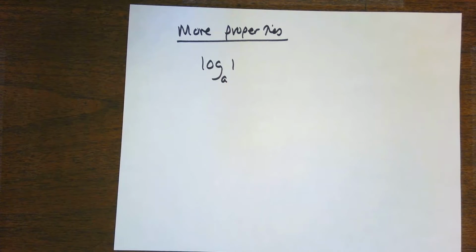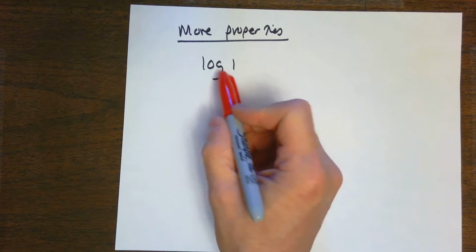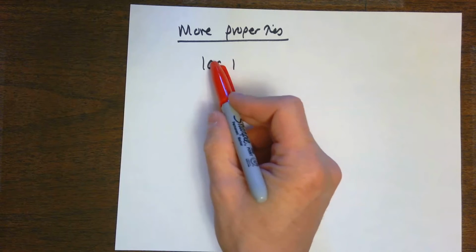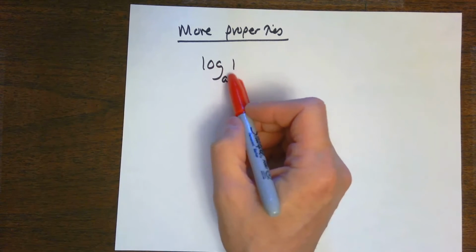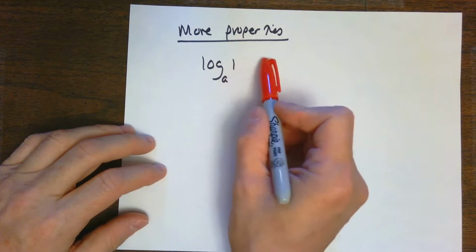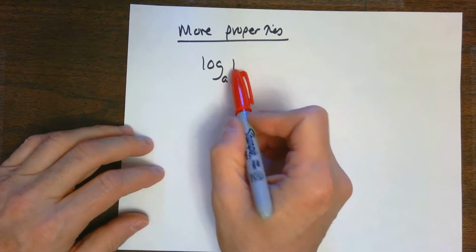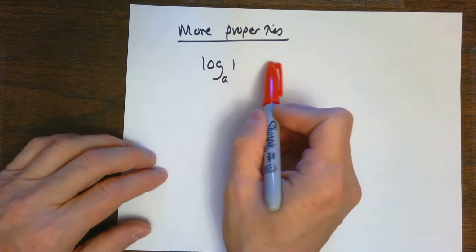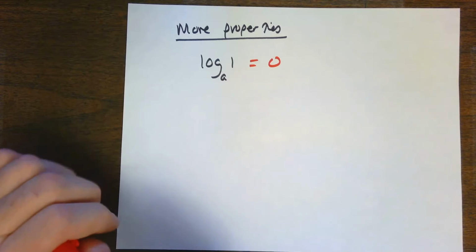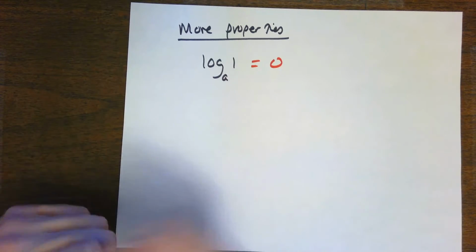Well, what is this? Now, the a could be any number at all. Log base 3 of 1, log base 10 of 1. Log base 10, remember, is the common log. Log base e, the natural log of 1. Well, I have to ask myself the question, this would equal something. A to what power equals 1? Anything to what power is 1? Well, this is going to equal 0. Any a value there, it's always going to equal 0.